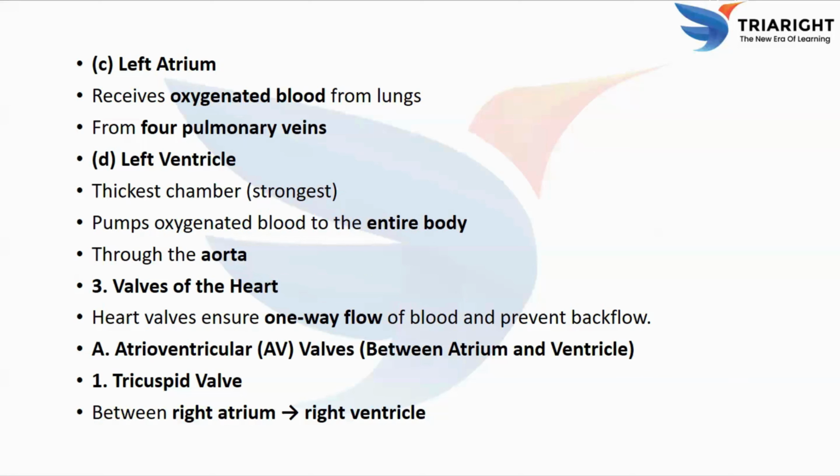Okay. So coming to the tricuspid valve. Where is this tricuspid valve present? It is located between the right atrium and right ventricle. It opens to let the blood move downward. It closes to stop the blood from flowing backward into the right atrium.